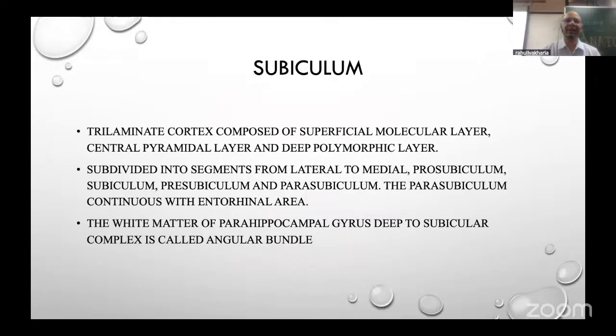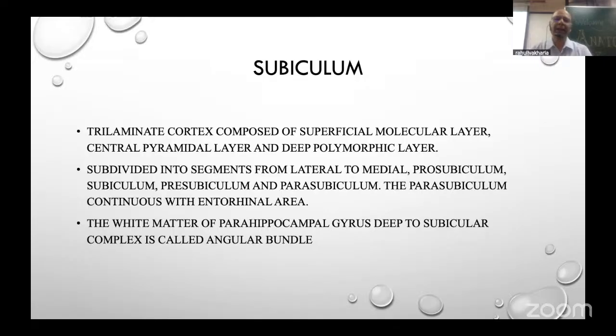Now coming to the important component, again stressing on the subiculum, it's a trilaminate cortex composed of a superficial molecular layer, central pyramidal layer, and deep polymorphic layer. The subiculum itself is divided into multiple areas. Lateral to medial would be prosubiculum, proper subiculum, presubiculum, and parasubiculum, and it continues into the entorhinal area. Usually you don't see these structures on MR. They will be seen on histology, but not on MR.